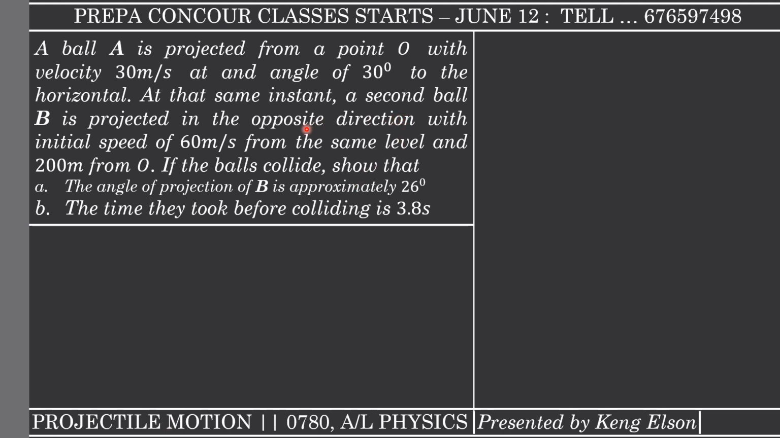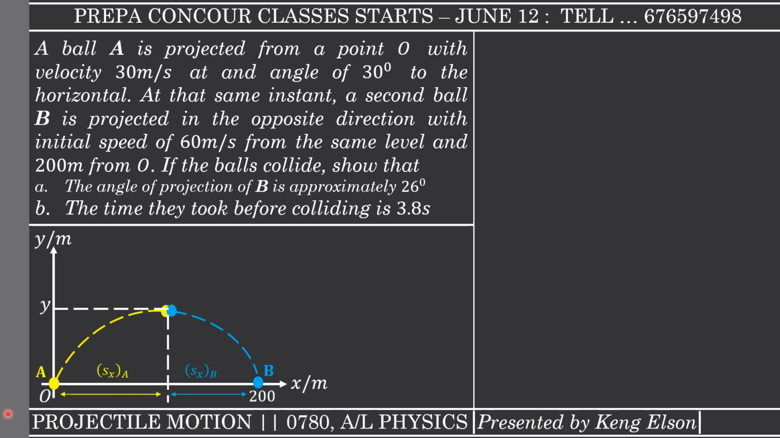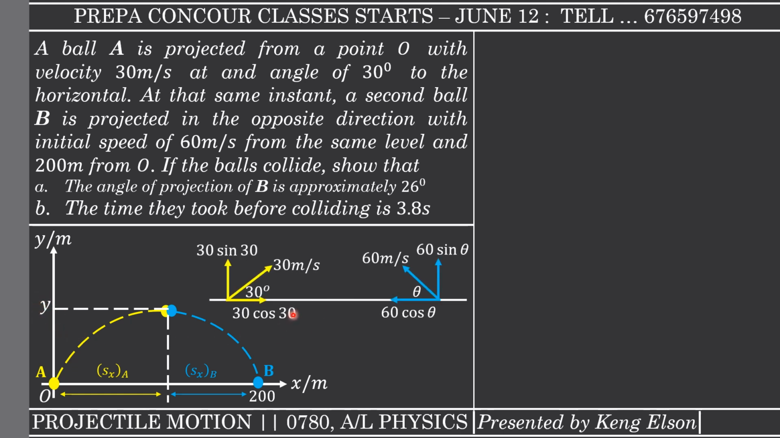Alright, so I just drew the diagram, so we are going to analyze together. We have a point, a ball A is projected, and a ball B is projected at the same level. Ball A is projected from O. Now they collide at this point, and clearly when they collide, ball A has traveled the horizontal distance of SXA and ball B has traveled the horizontal distance of SXB. When they collide here, they have traveled the same vertical distance. I just call that vertical distance Y.